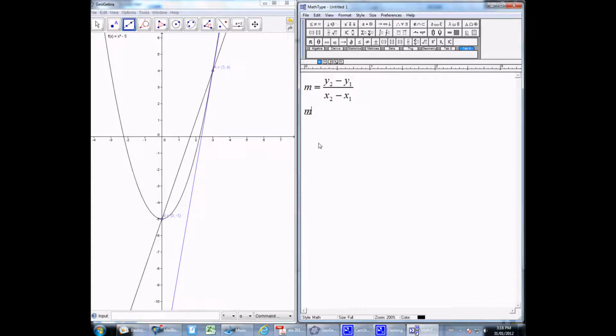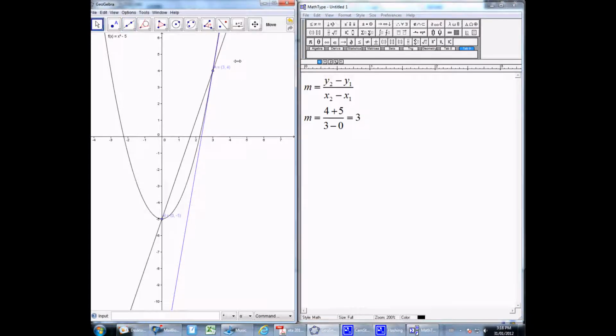How to do that is I put y2, which is 4, subtract negative 5, which is equivalent to adding 5. I can then take the x value, which is 3, and subtract 0. And of course, that slope would equal 3. 4 plus 5 is 9, divided by 3 is 3.